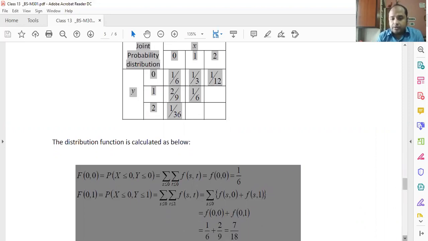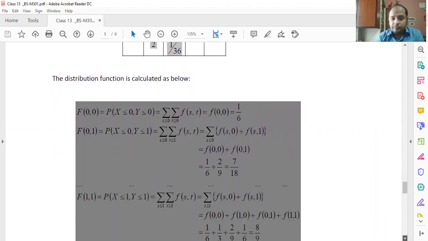So first of all, we need to find the values of the function capital F for all possible pairs. So the first pair is 0, 0. By definition, F of 0, 0 is the probability of x less than or equal to 0, y less than or equal to 0. Since it is a discrete case, we can write it as the summation over s less than or equal to 0, t less than or equal to 0, f of s, t by definition.